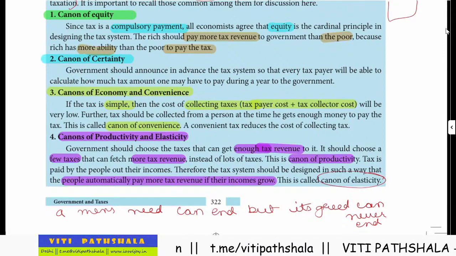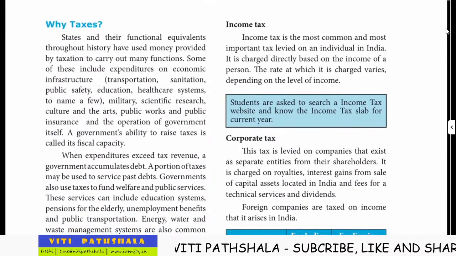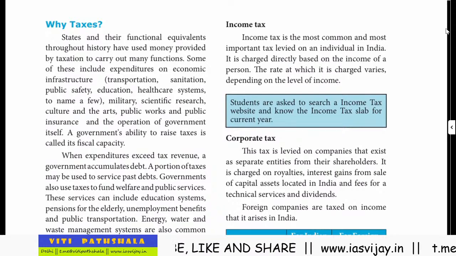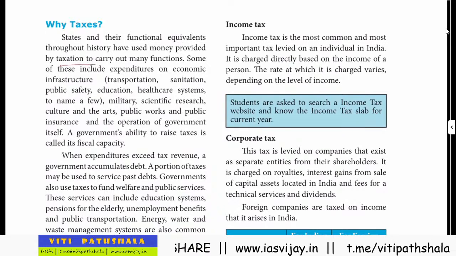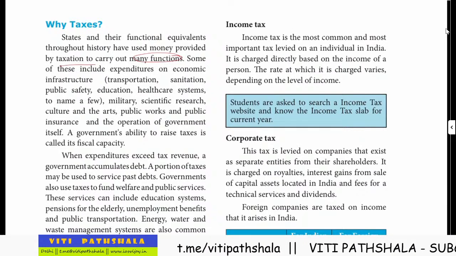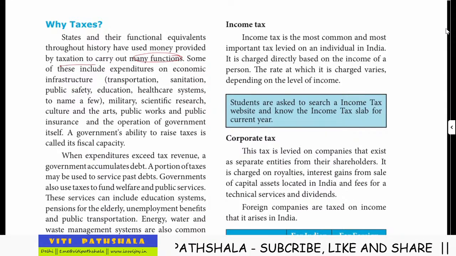Now this is called the canon of elasticity. Now, why taxes? States and their functional equivalents throughout history have used money provided by taxation to carry out many functions. Some of these include expenditure on economic infrastructure, transportation, sanitation, public safety, education, healthcare system, to name a few.